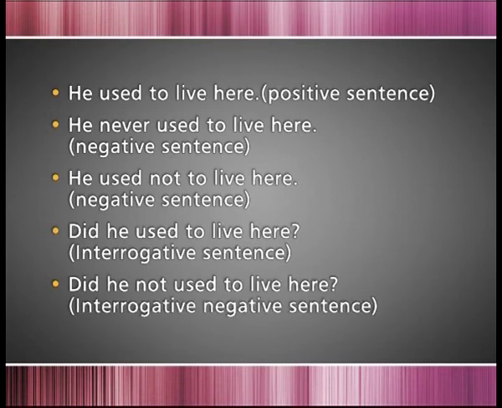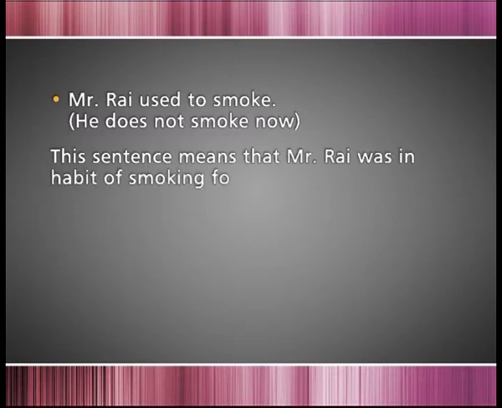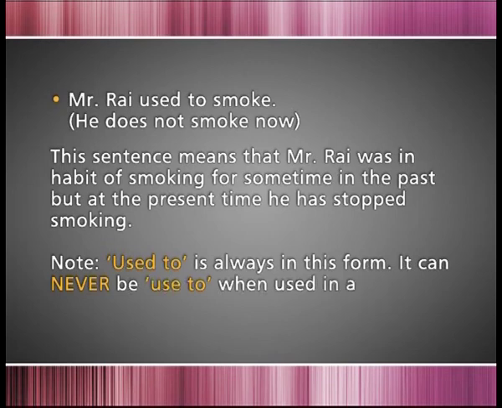Interrogative, negative sentence. Used to suggests that something was true or happened for some period in the past but has stopped being true or happening at the time of speaking. Look at the given sentence. Mr. Rai used to smoke. He does not smoke now. This sentence means that Mr. Rai was in the habit of smoking for some time in the past, but at the present time he has stopped smoking. Note, used to is always in this form. It can never be 'uses to' when used in an affirmative sentence.